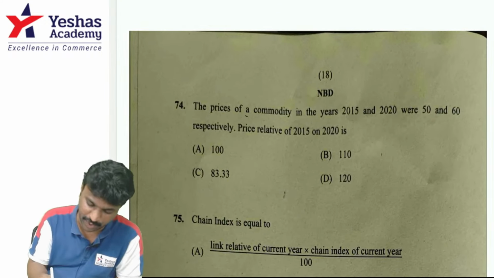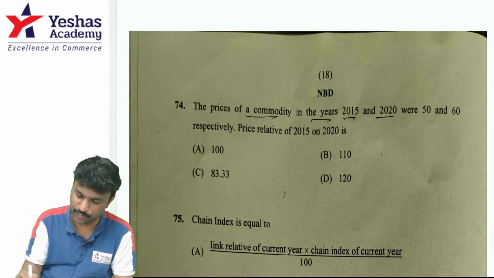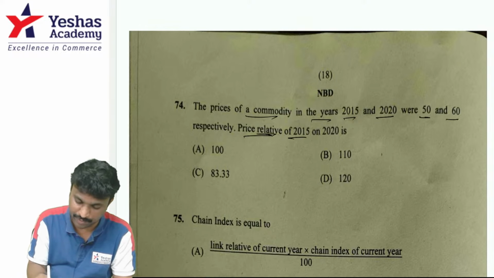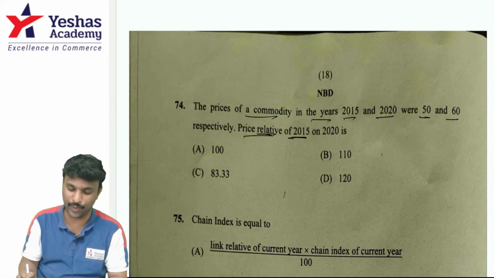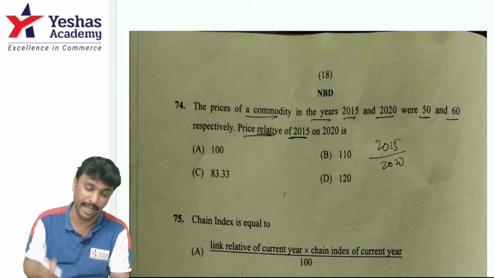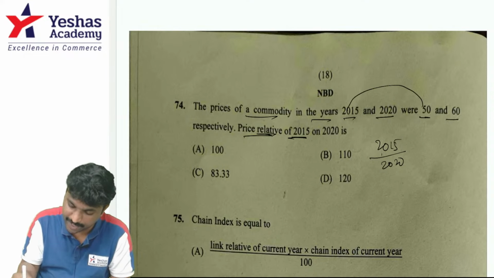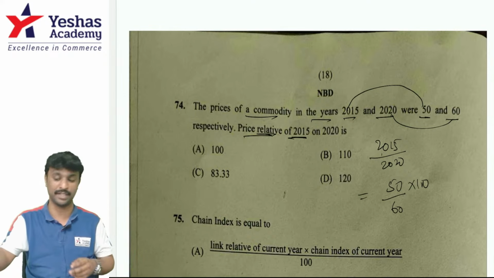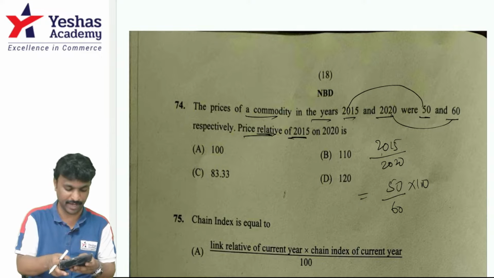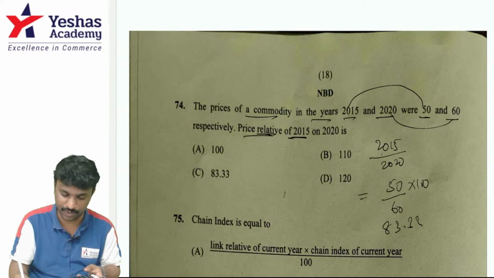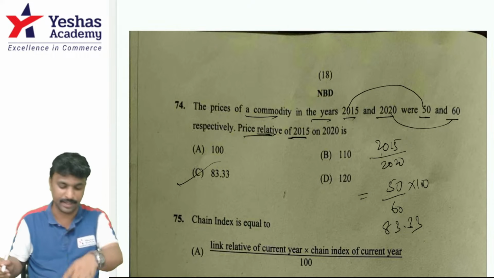Next question, the prices of a commodity in the year 2015 and 2020 are 50 and 60. A price relative of 2015 on 2020. So 2015 should be in the numerator, 2020 in the denominator. 2015 price is 50, 2020 price is 60 into 100 because we need index number, that means it should be a percentage. So 50 by 60 into 100, that fetches me how much? 83.33. That means option C.